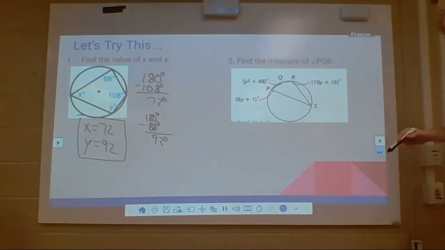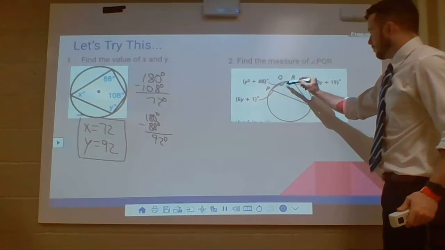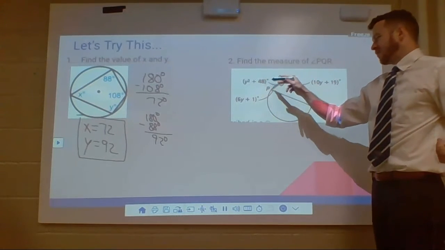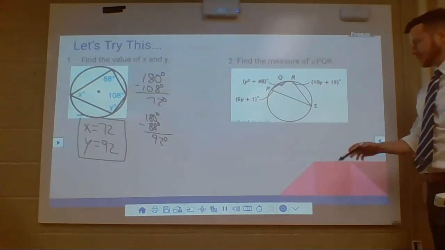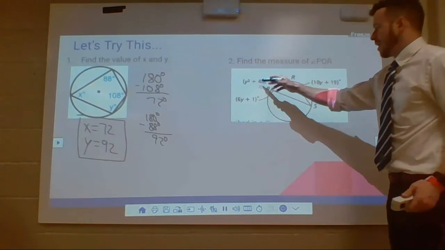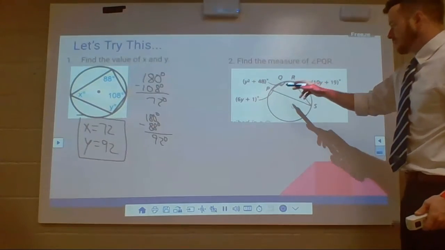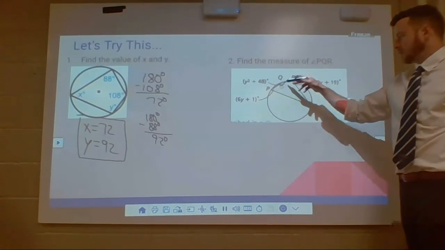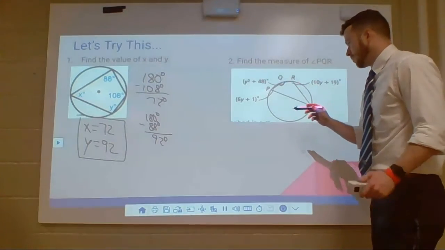Find the measure of angle PQR. Well, here's the angle we're trying to find. This angle PQR, that's what we're trying to figure out. So y squared plus 48 degrees. Now, we don't know what's opposite of it. All right, so we're not going to be able to add anything to it and get 180 at this point. What we need to do is look at the other information we're given. This angle P and this angle R, they're opposite of each other. So that means that those angles must be supplementary.